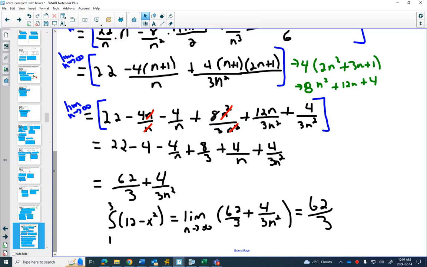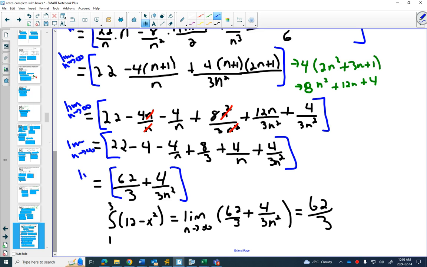So all of this for simplification, and so technically, now that we take the limit, we just get 62/3. And not too much work at all.